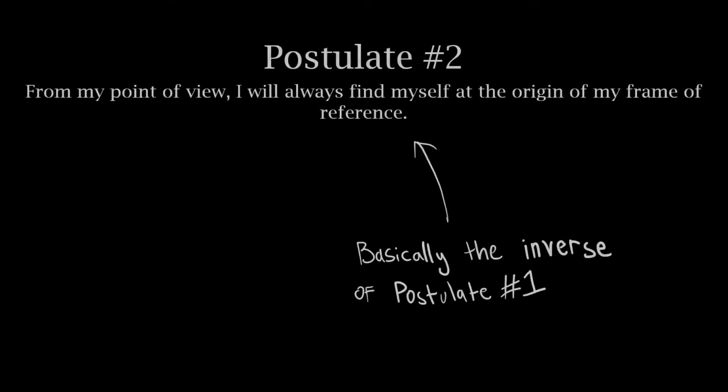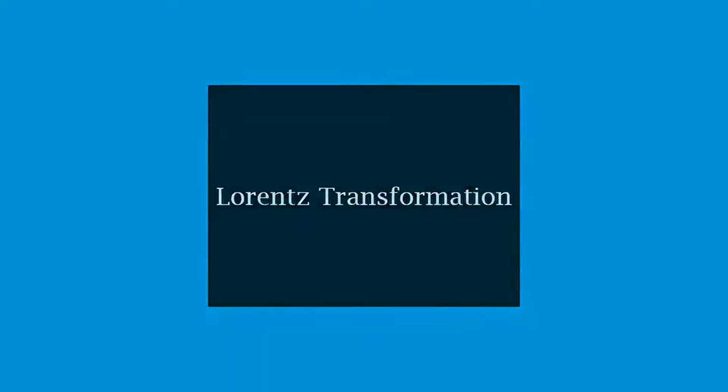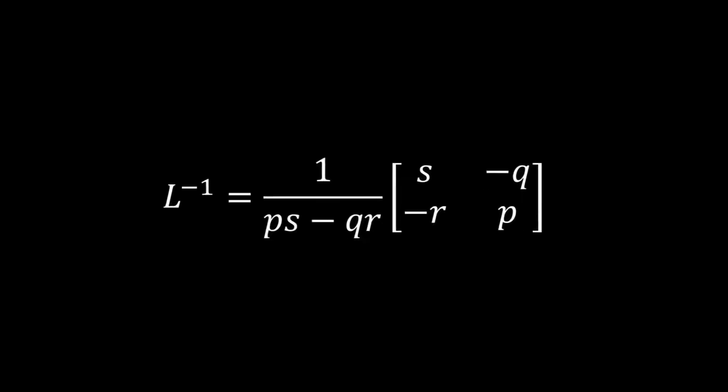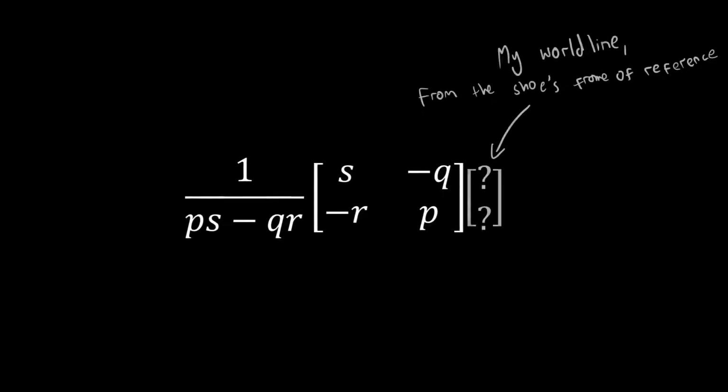And there you go. We have shown that q is equal to negative pv. Let's move on to postulate 2. So now we're going to do the opposite of what we did in postulate 1. We're going to transform from the shoe's frame of reference to my frame of reference. This is basically the inverse Lorentz transformation. So we can take the inverse of this matrix and now we can multiply it with my world line in the shoe's frame of reference.